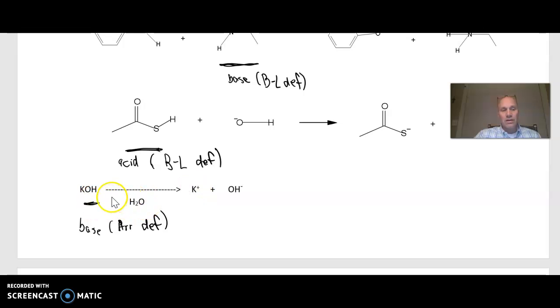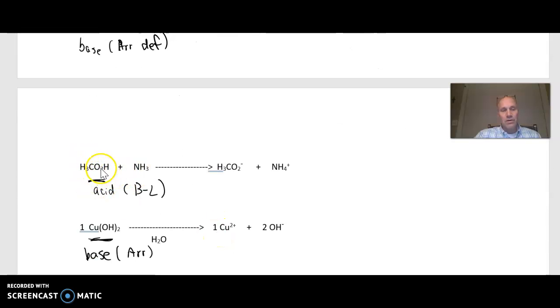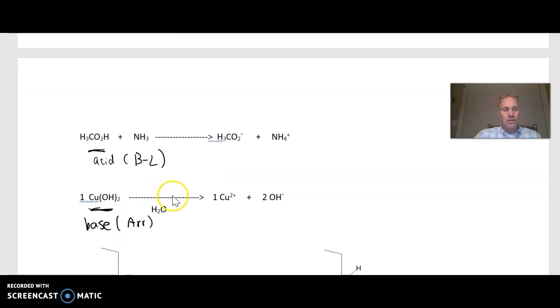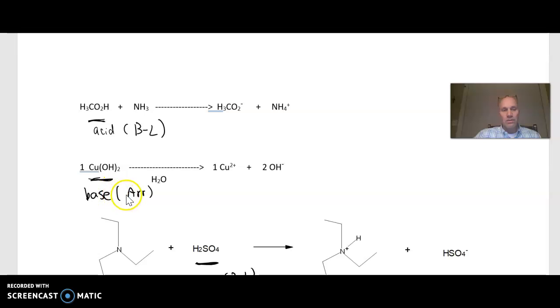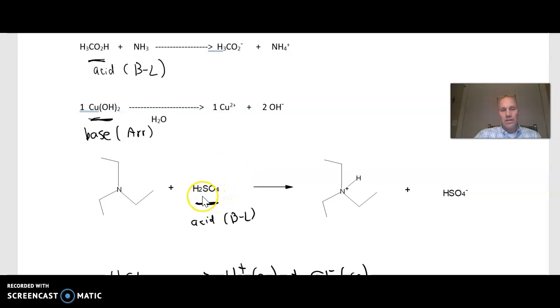And this right here, KOH, when dissolved in water, makes hydroxide ions. That makes it a base according to the Arrhenius definition. This material right here would be a donor of a hydrogen. It donates a hydrogen, H plus, to this one right here. That makes it an acid by the Bronsted-Lowry definition. This material right here would be a base according to the Arrhenius definition because it generates OH minus. This right here, in this role, is giving an H plus to this material right here. That makes it an acid by the Bronsted-Lowry definition.